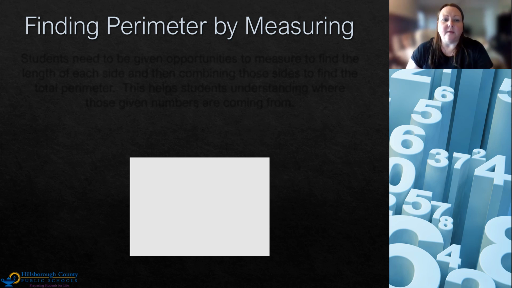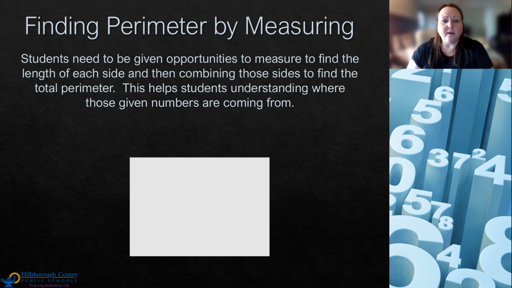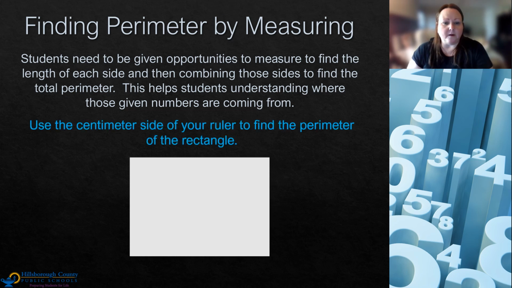Students can also find the perimeter by measuring in second grade. So we want to make sure they're given those opportunities to do that so that they know those numbers, where they're coming from, and that they understand they're not just made up. They actually represent the length of each of those sides. And it also helps students understand how to find the total perimeter.